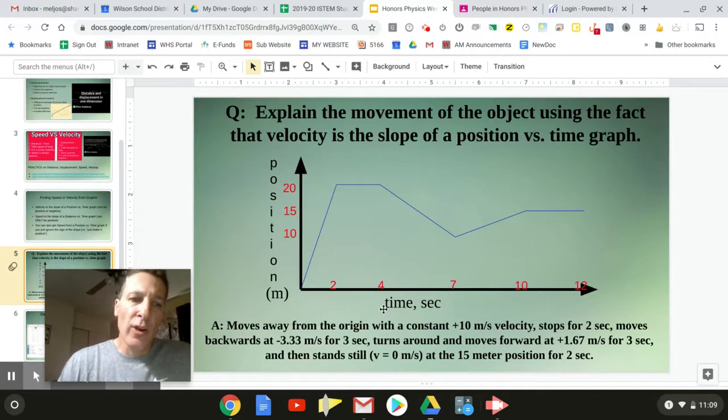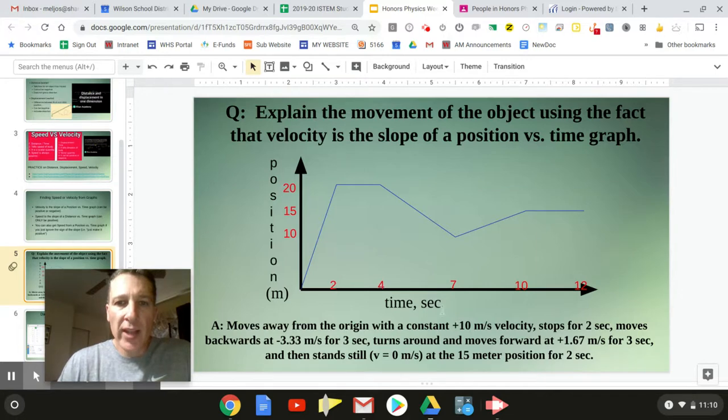This is from one of our set of notes earlier in the year. If we were given a position versus time graph that looked like this, could we find the velocity in each section? Notice we have 1, 2, 3, 4, 5 different sections of motion. In the first one, we move 20 meters forward in 2 seconds. The slope of that is positive 10 meters per second.